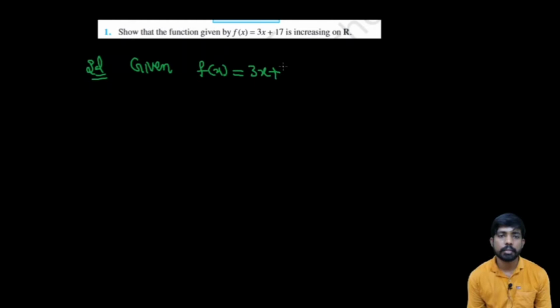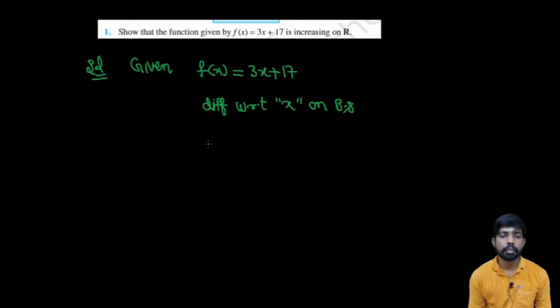Here we have the first question. Show that the function f of x is equal to 3x plus 17 is increasing on the real numbers. So what is given? First write the given function: f of x is equal to 3x plus 17. Next step is differentiation. Differentiate with respect to x on both sides.